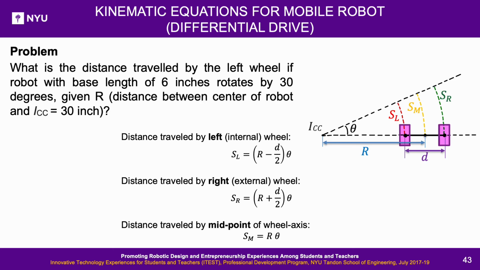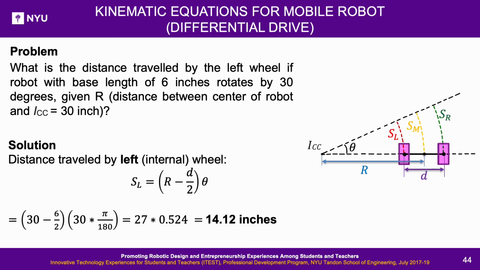Kinematic equations for mobile robot, differential drive. Problem. Before diving into the derivation further, try to solve this problem where the base length of the robot and the angle by which it rotates are given as 6 inches and 30 degrees respectively. Calculate the distance traveled by the left, internal, wheel. Pause the video here to solve this problem and hit play when you are done.